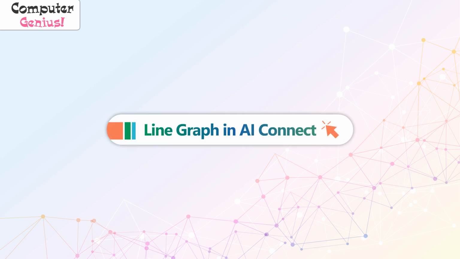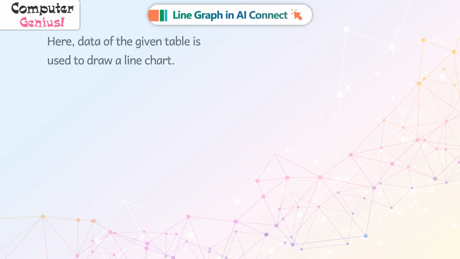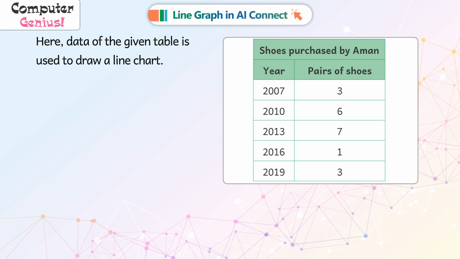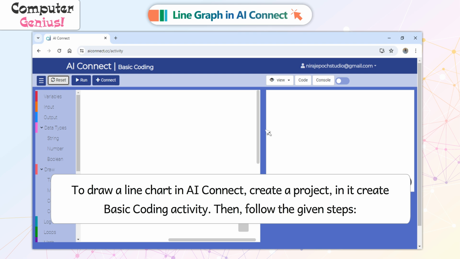Line graph in AI Connect. Here, data of the given table is used to draw a line chart. To draw a line chart in AI Connect, create a project. In it, create basic coding activity. Then, follow the given steps.